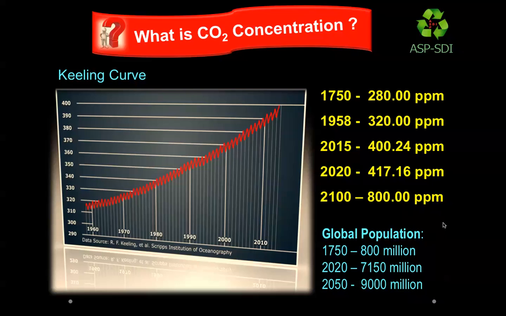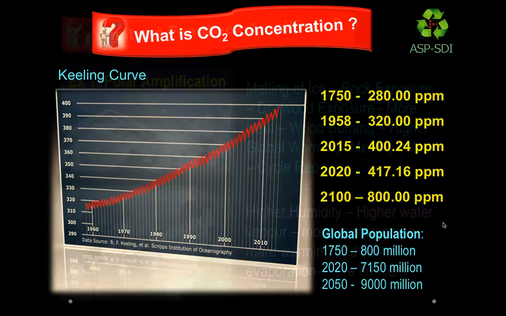And at that time, in 1750, when the Industrial Revolution started, the global population was 800 million, and now it is about 7,150 million. In 2050, exactly 200 years later, we will have a global population of 9,000 million, which is directly proportional to all the development and the chaos that is going to happen. So this is where the importance of sustainability actually comes into the picture.